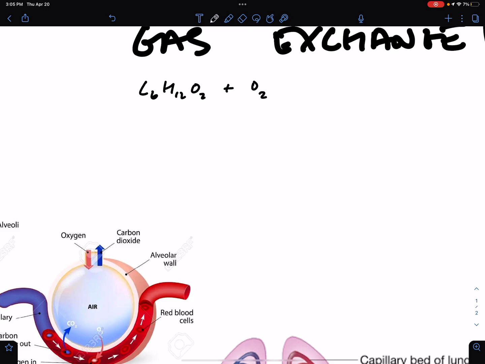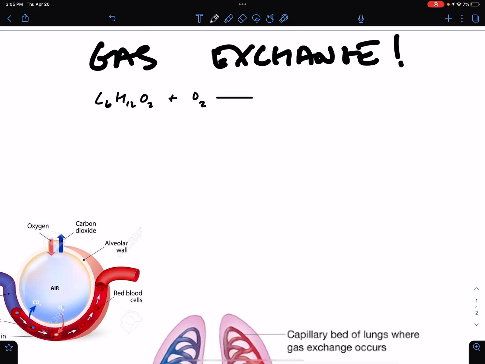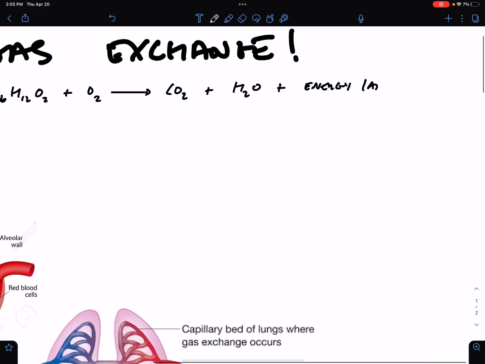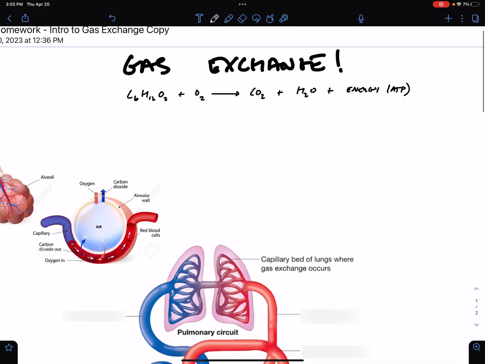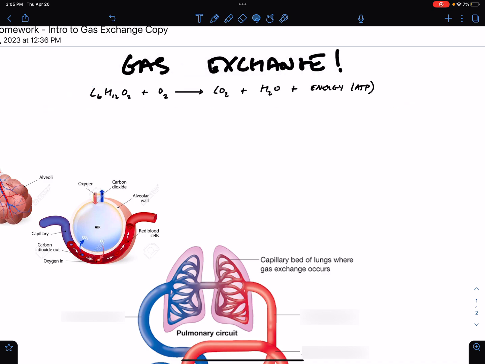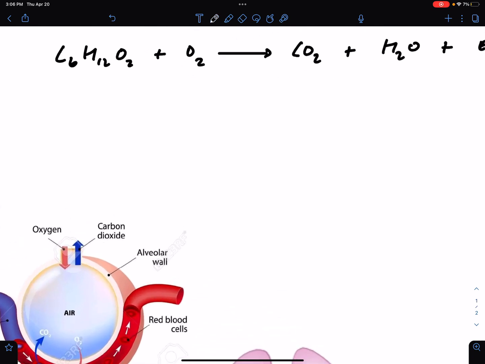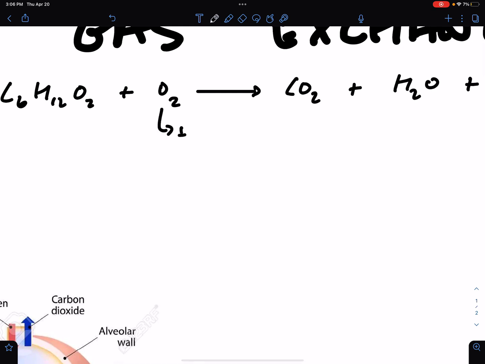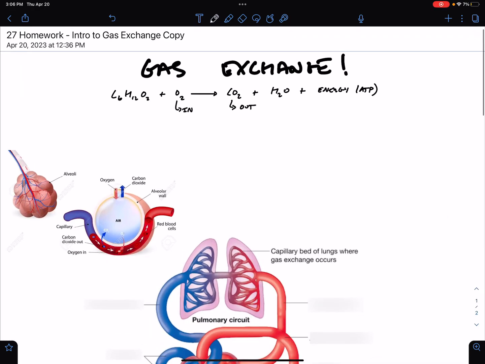Because as you all know by now, the chemical formula for cellular respiration is C6H12O6 plus oxygen. So we're taking glucose, we're combusting it with oxygen, and we are getting some CO2, a little H2O, and some energy in the form of ATP out. And so organisms that are undergoing cellular respiration have to figure out a way to get O2 into their cells and CO2 out of their body, the waste product that's produced by their cells.